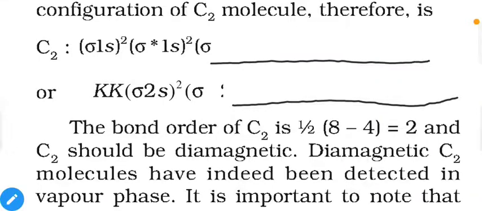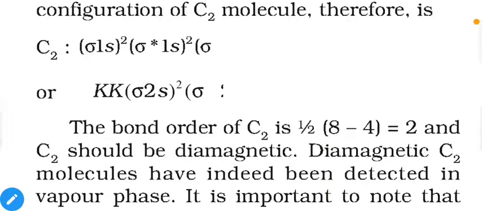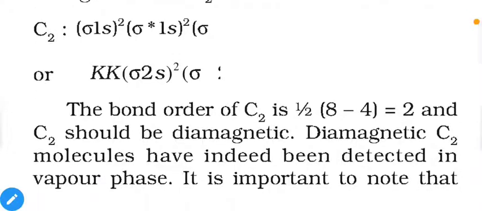So we already discussed that separately, that's why. And KK represents these two orbitals. First orbitals are referred to as the K, capital K shell. Now if you notice, none of the electrons were unpaired in the electronic configuration of C2. That's why it will be diamagnetic. And these diamagnetic C2 molecules can be detected in vapor phase.